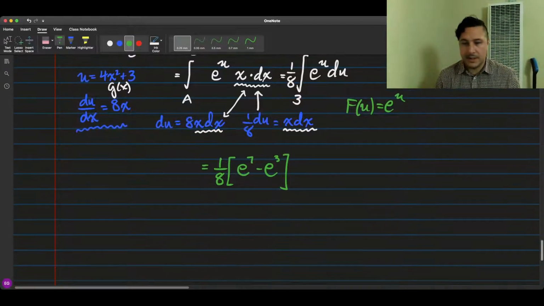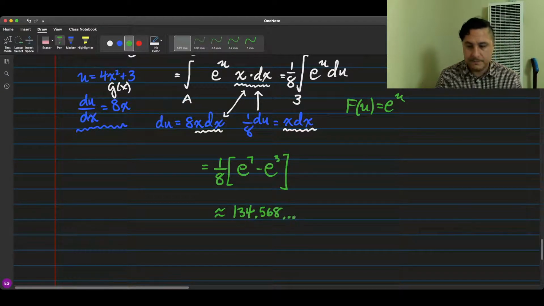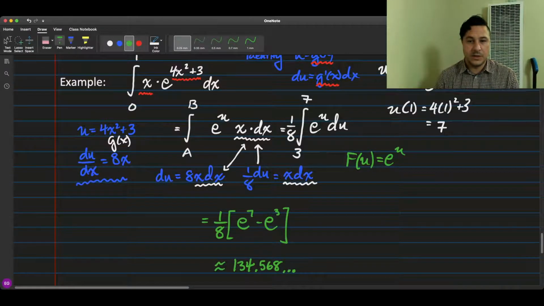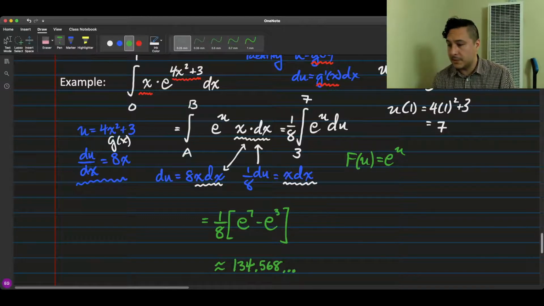So you would just calculate that 1/8 of e to the 7th minus e to the 3rd is approximately equal to 134.568..., the original integral that we were trying to solve. Okay, let's do one more example.